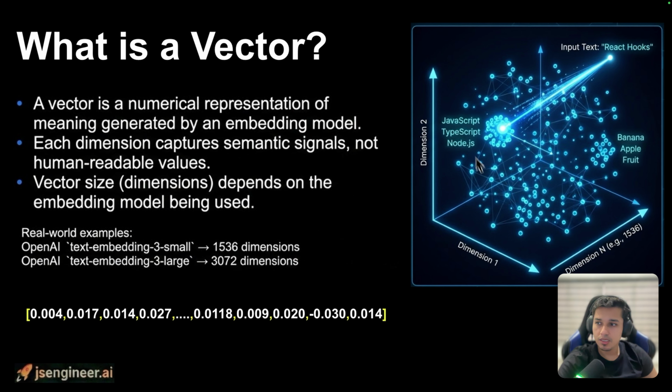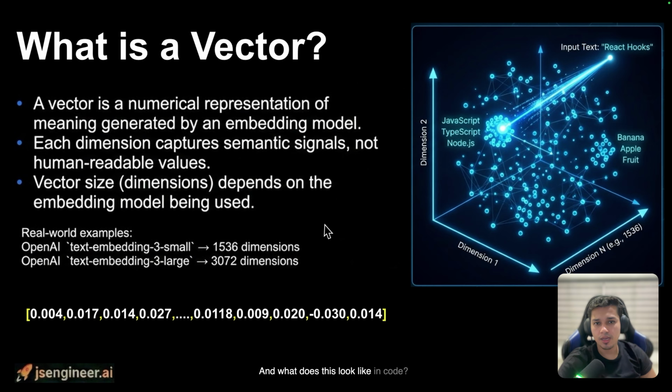Look at this graph. Imagine a 3D space where similar concepts orbit together. Here we see how JavaScript, TypeScript, and Node.js are physically grouped together, far away from the banana, apple, and fruit. The distance between them is the difference in their meaning.